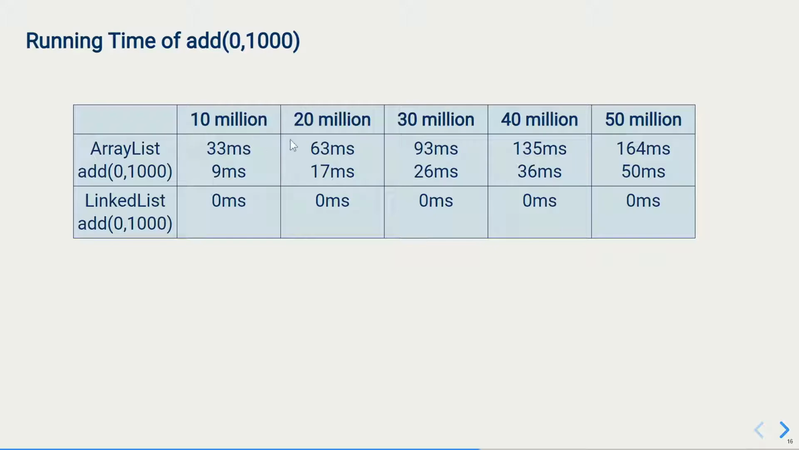So the increase is quite consistent. If you double the size of the array, you double the time it takes. If you triple the size, you triple the time that it takes, and so on. So going from 10 million to 50 million, it's pretty close to about a 5 times increase, right? And for the linked list, it's also pretty consistent because it always takes 0 milliseconds.